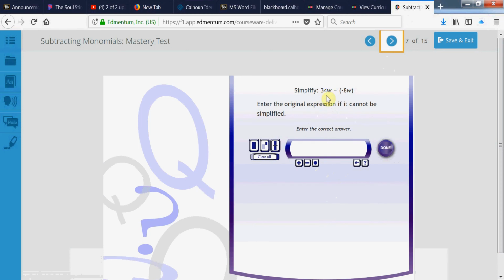Oh, wow. This is good. I don't think I put an example like that, and I do apologize. But think about it. Now, they're both like terms. This is negative times a negative, right? So negative times a negative is positive. So this becomes 34w plus 8w. And so we just add 34 plus 8. That just gives us 42w.